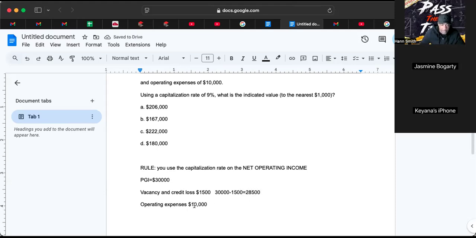All right, so that's the answer to there. So then we're going to do 28,500 minus 10,000, and that equals 18,500. All right, so that is our net operating income, because that's what that means. Net operating income means gross potential income minus vacancy and credit loss minus operating expenses. And we know we capitalize net operating income. So the net operating income for this building is $18,500.